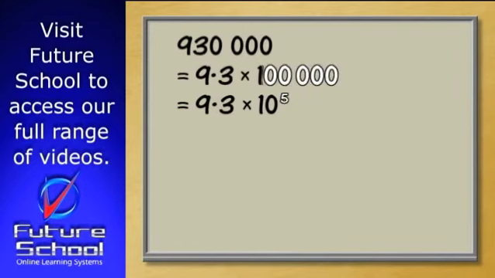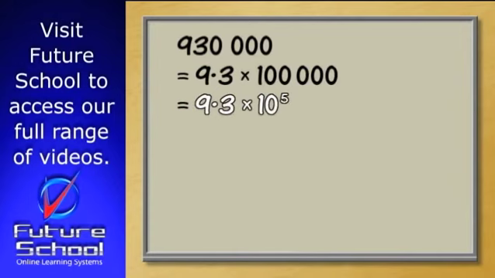We know it's to the power of 5 because there are 5 zeros in 100,000, and it also corresponds with the number of decimal places moved. So 930,000 in scientific notation equals 9.3 times 10 to the 5.